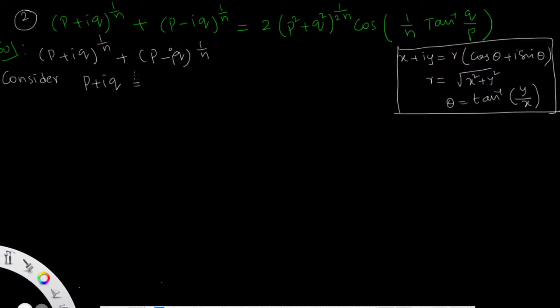In the similar way, this has to be written as r, and here r is what? Root of p square plus q square into cos theta. Theta we have to find. So we write cos theta. For our convenience, I am first writing it in the similar way, just like this.